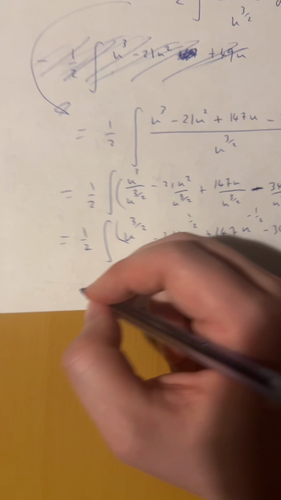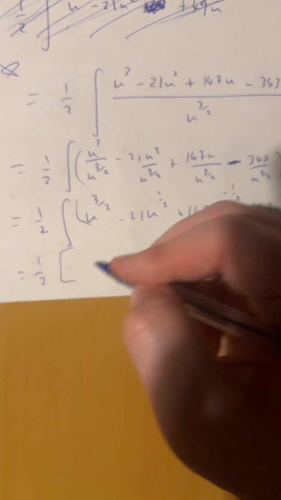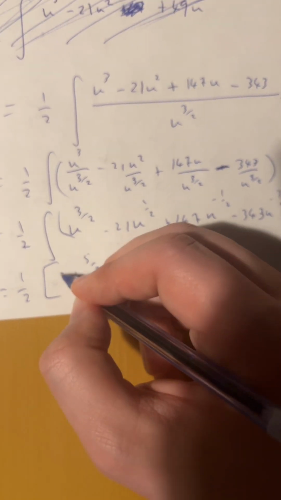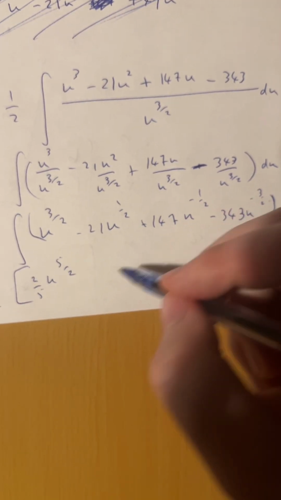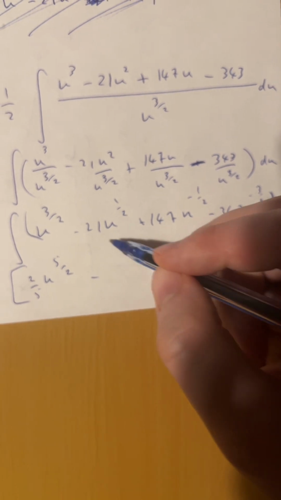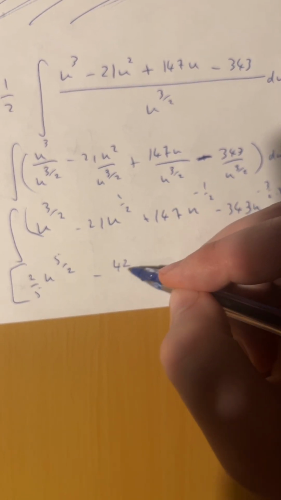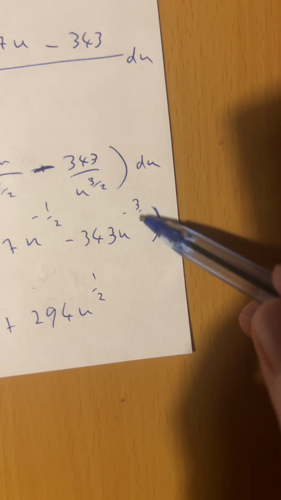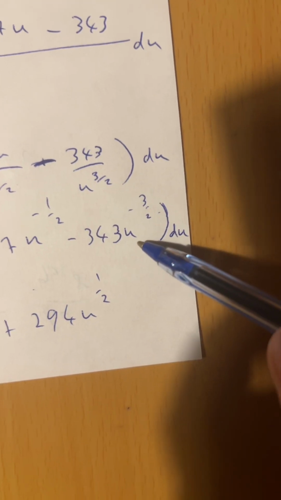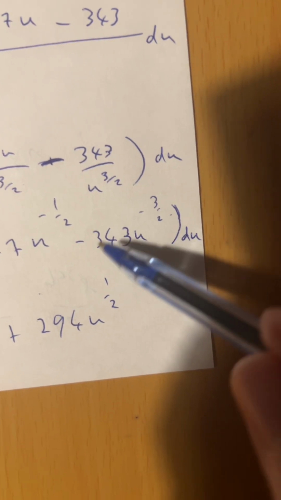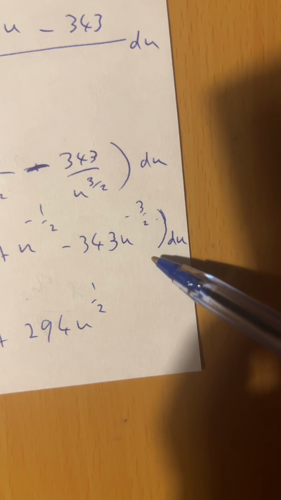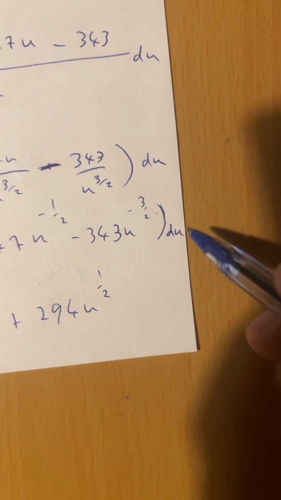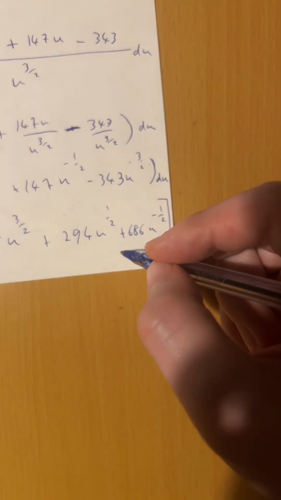So du there, and now it's just really first year: add 1 to the power, divide by the new power, so u to the power of 5 over 2, and then 2 over 5. Next one is going to be u to the power of 3 over 2, divide by 1.5, that's going to be 42 over 3, u to the power of 3 over 2. And lastly, add 1 to the power here. So we get u to the power of minus a half, divide by minus a half. That's the same as multiplying by minus 2. So minus 2 times minus 343, that's going to be minus 686. Sorry, my bad, positive 686 because of the 2 negatives. So something like that, and then plus c at the end to complete it.